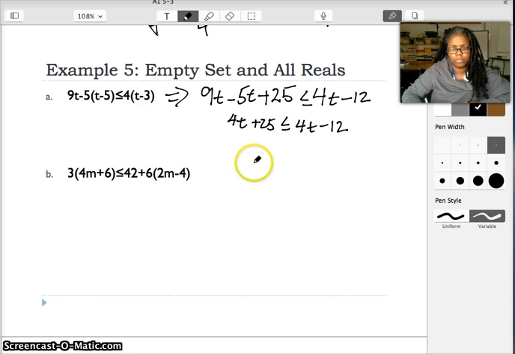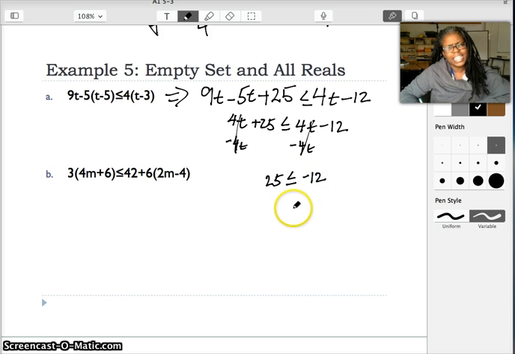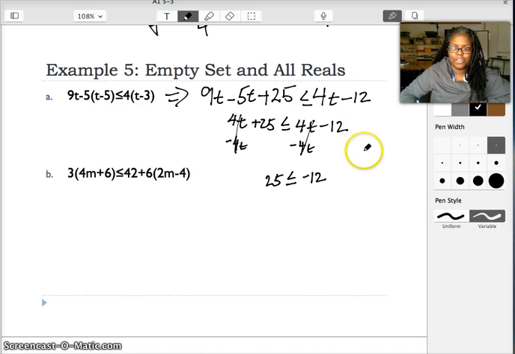Somebody is probably getting uncomfortable here, and you should be. Well, maybe not. Let's see. So 4t is on both sides. If I get rid of 4t on both sides, they go away, and then I get 25 is less than or equal to negative 12. Is the number 25 less than or equal to negative 12? Is it? No, it's not. So this is, and you know how I get, this is a lie.